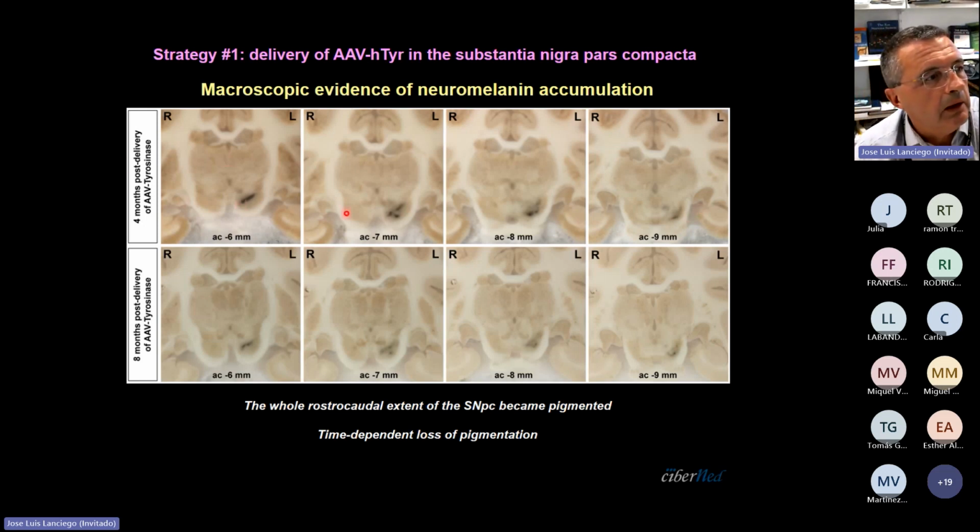So this is a substantia nigra for an animal with a follow-up of 4 months. I mean, this is the outcome of 4 months of follow-up after the delivery of the AAV. And if you wait a little bit longer, you can see that the substantia nigra is still pigmented, but there is a loss of pigmentation over time because these neurons are about to die. It's exactly the same amount of pigmentation that you may expect in human beings.